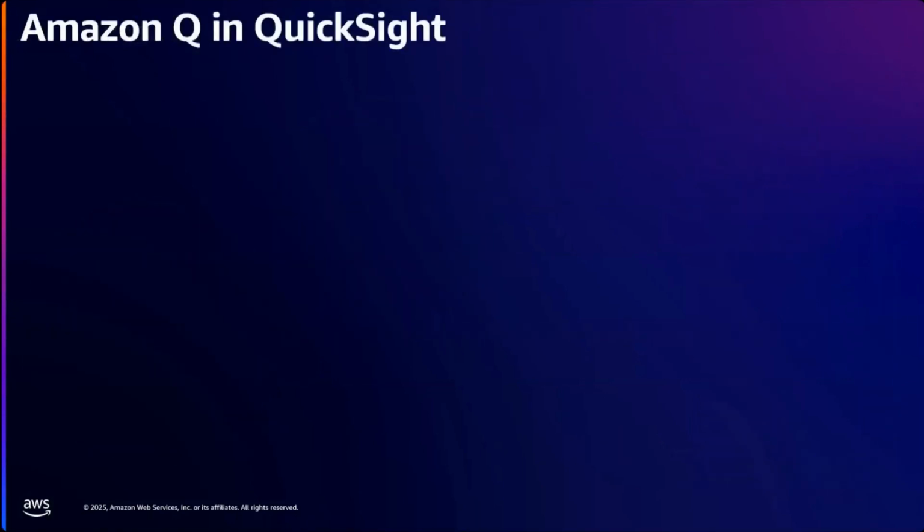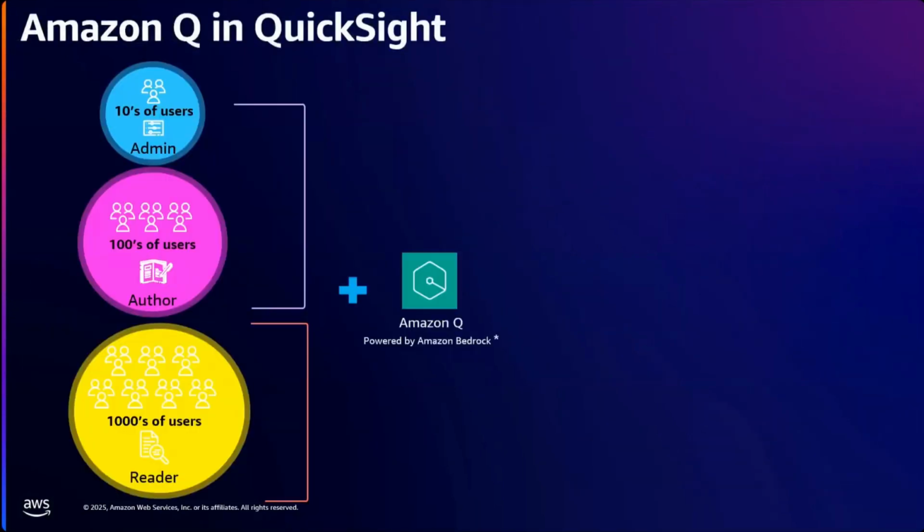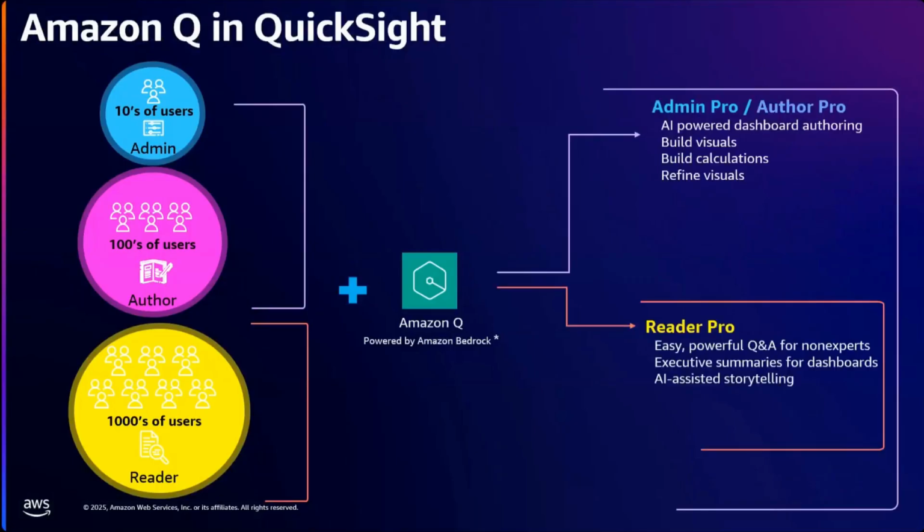Along with these three basic roles, if you add the Amazon Q capability, we have all the pro roles that are attached to it. The Reader Pro role allows you to generate executive summaries and use AI-assisted data storytelling, and then your Admin Pro and Author Pro get enabled for the AI-powered dashboard authoring experience, all using natural language. So you can build visuals, build calculations, and even refine visuals using natural language itself. So with the basic roles, you add the Amazon Q capability to get all the pro roles. And this is as of today. Coming in the future, some of these will change, but this is what we have today.